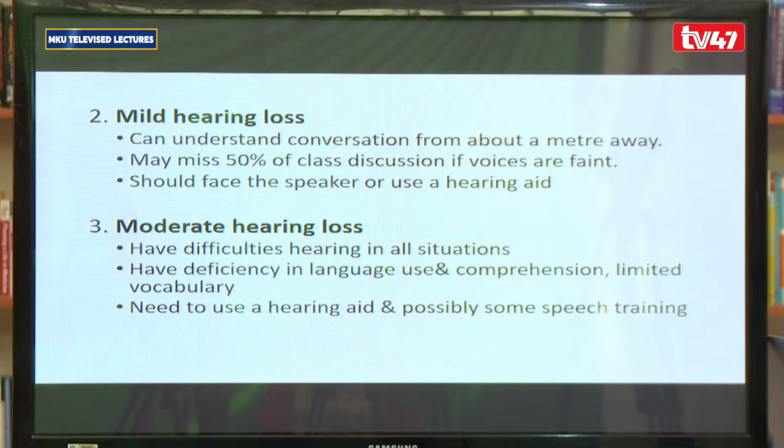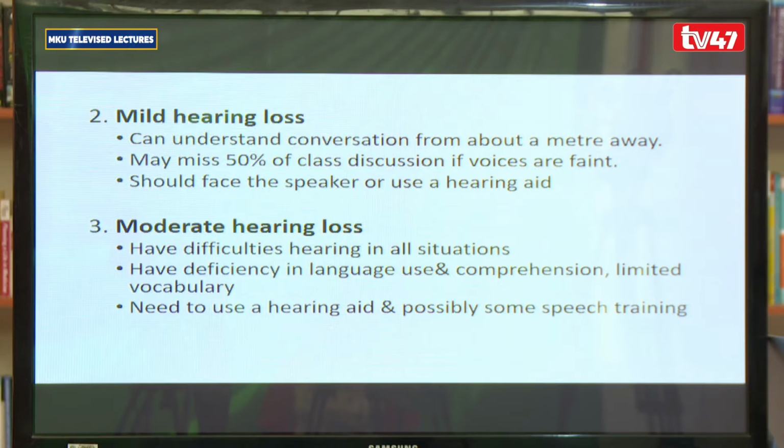Then they should sit in a place where they are able to face the person who's speaking, or they can use a hearing aid. A hearing aid can amplify their capability of hearing, and they would be able to follow conversation.